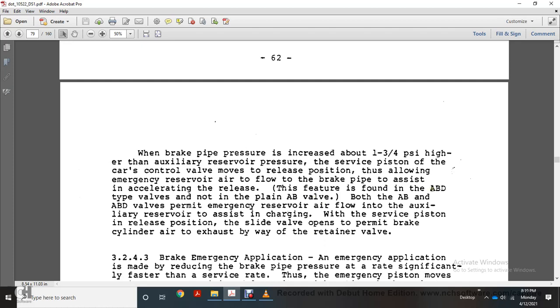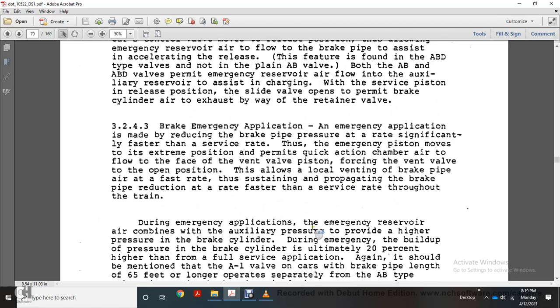This feature is found with the ABD type valve, but not with the AB valve. Both AB and ABD valves permit emergency reservoir air to flow into the auxiliary reservoir to assist in charging, while the service piston in the release position, the slide valve opens to permit the brake cylinder air to exhaust by way of the retainer valve.